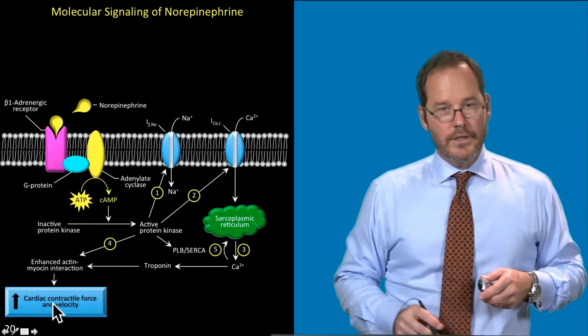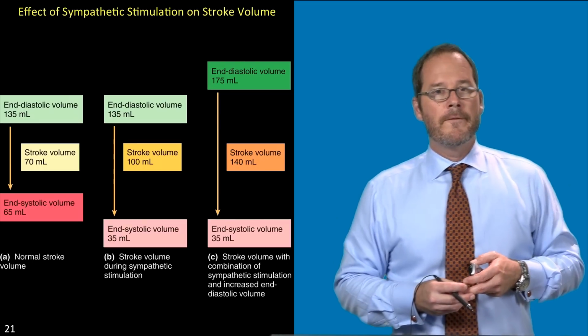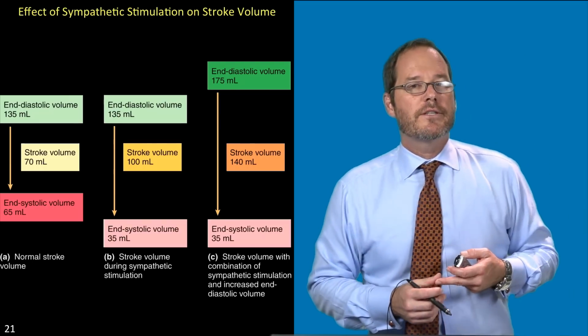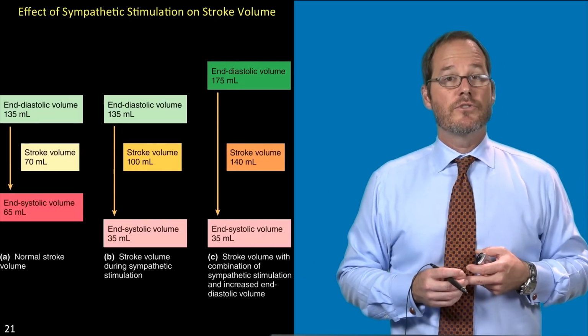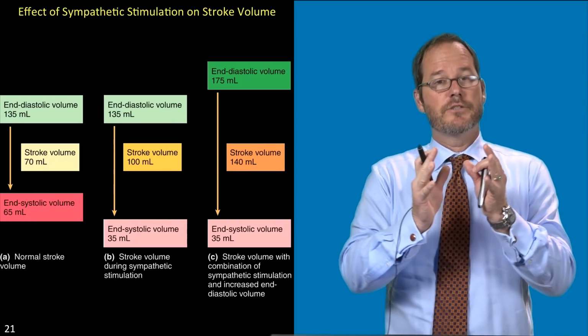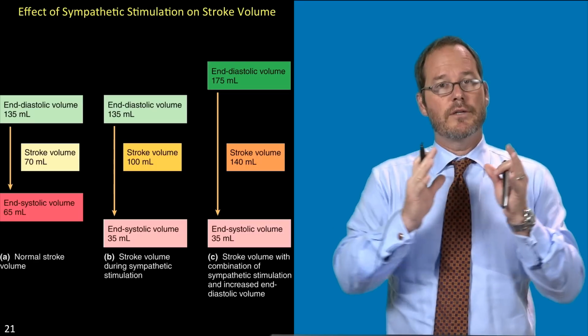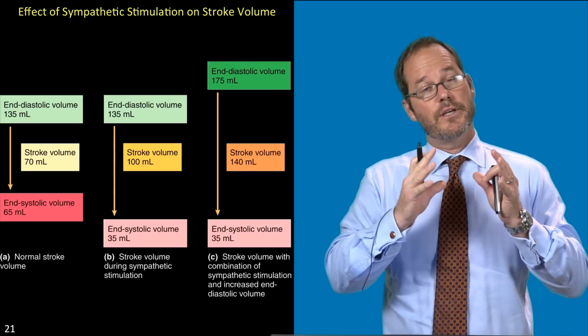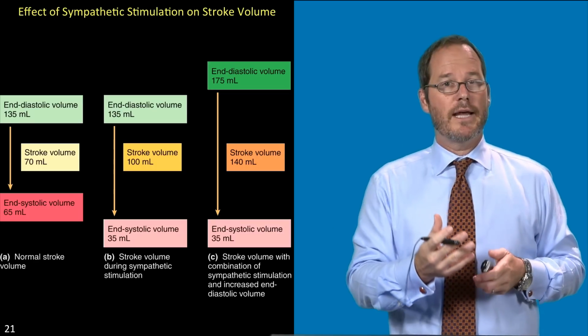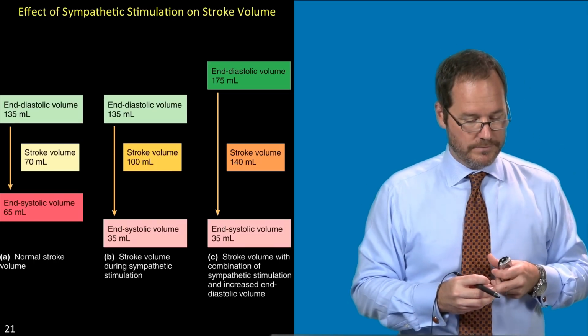Ultimately, increasing contractile force and velocity. The effect of sympathetic stimulation also increases stroke volume. So instead of the heart having an ejection fraction of 60%, it'll actually increase the stroke volume, where you'll be ejecting more volume of blood out with every beat. And this illustrates that situation.